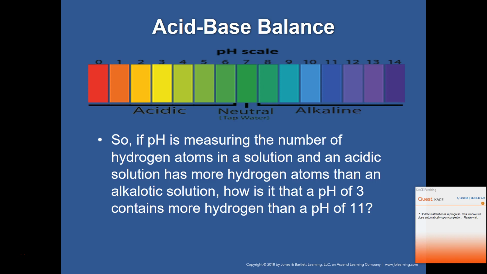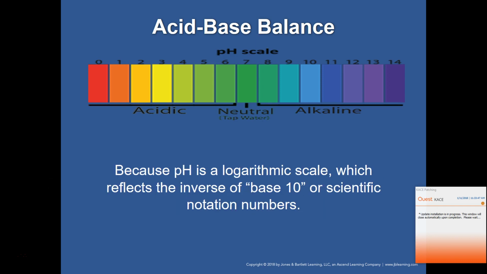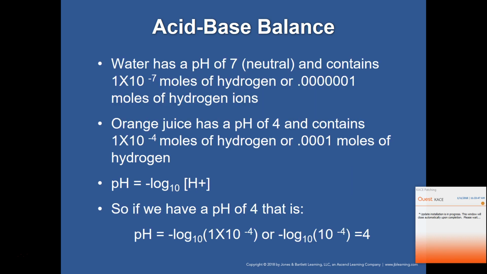And this is kind of the question that I ask. If pH is measuring the number of hydrogen atoms in a solution, and an acidic solution has more hydrogen atoms than an alkaline solution, how is it that a pH of 3 contains more hydrogen ions than a pH of 11? Well, there is an explanation for that, and it's all math. It's because the pH scale is a logarithmic scale, and it actually reflects the inverse of a base 10 number, or scientific notation. We're going to take a closer look at that so you have a better understanding.